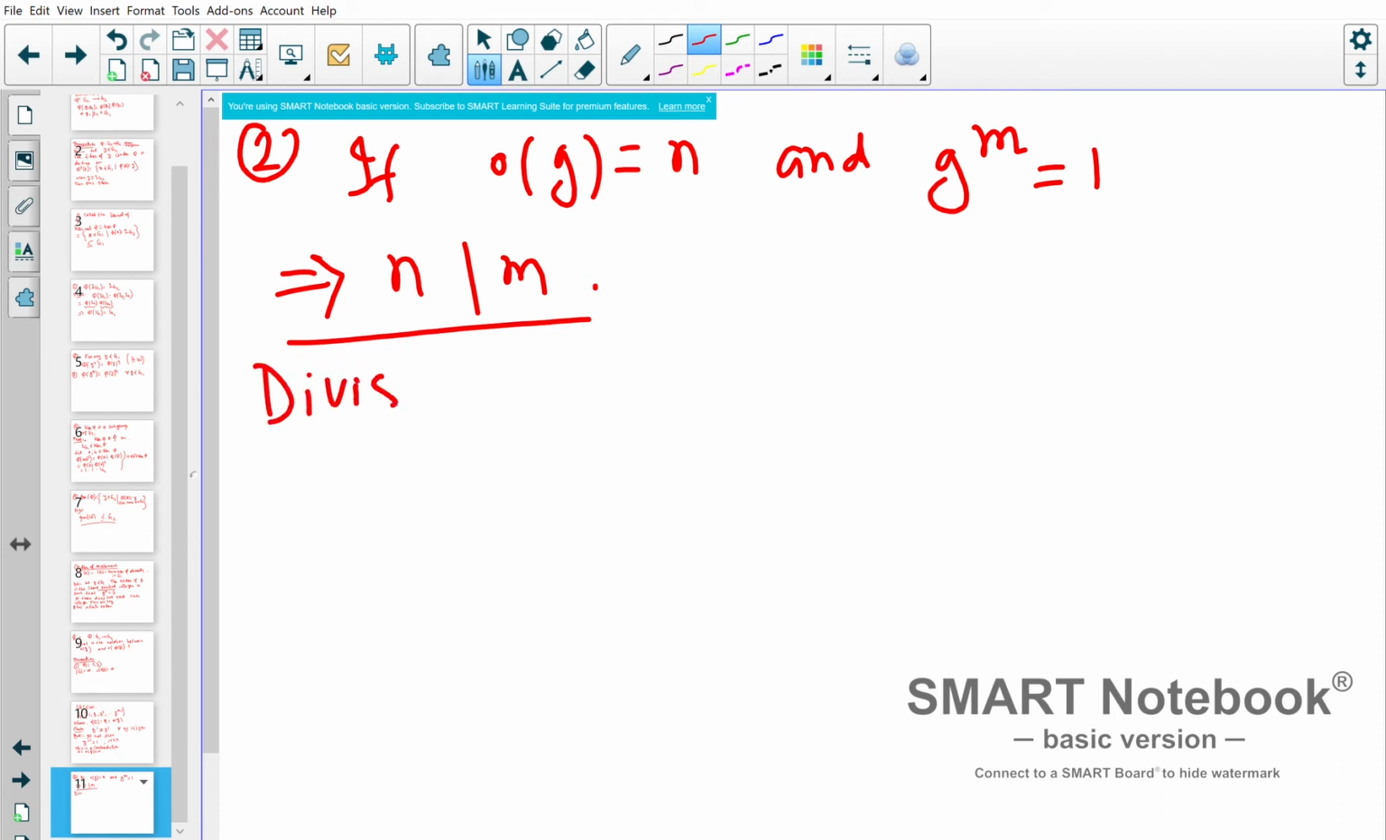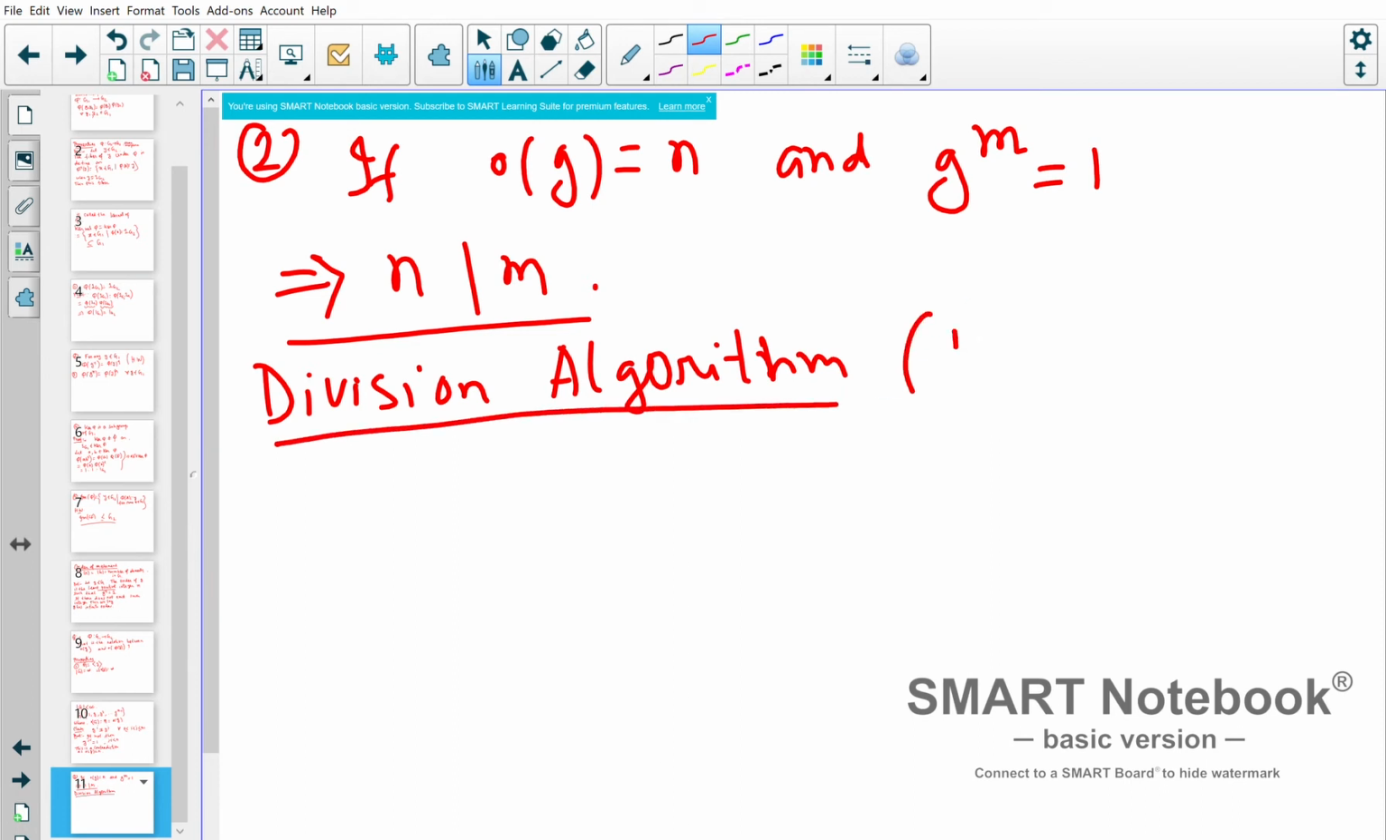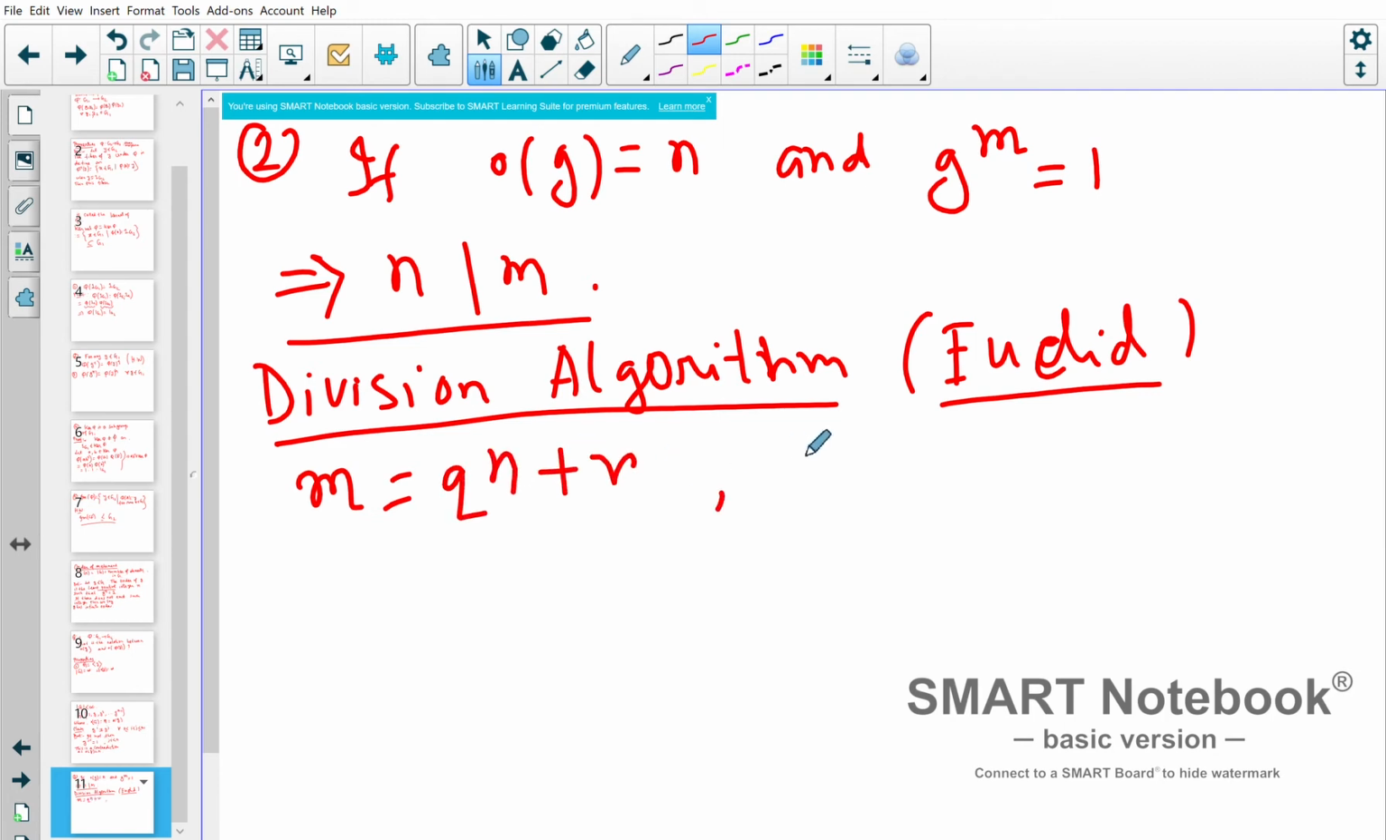So the division algorithm, or Euclidean algorithm also you can say, due to Euclid. Okay, so due to Euclid, that's why it's called the Euclidean algorithm. So that tells you that given any integer m, you can write it down as some quotient times n plus remainder, and the remainder is of this form.